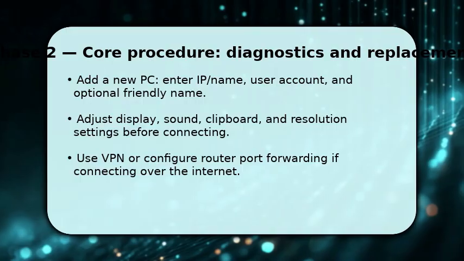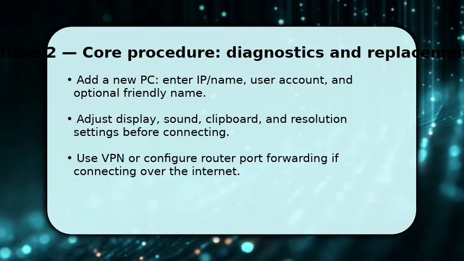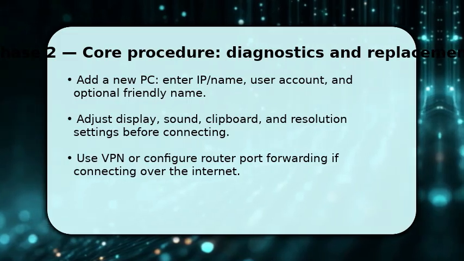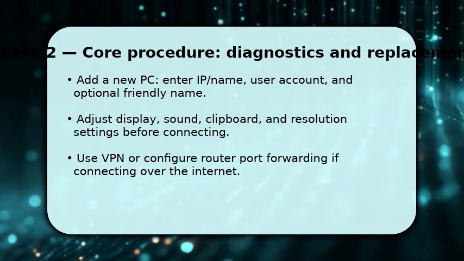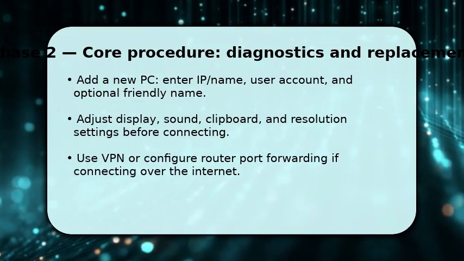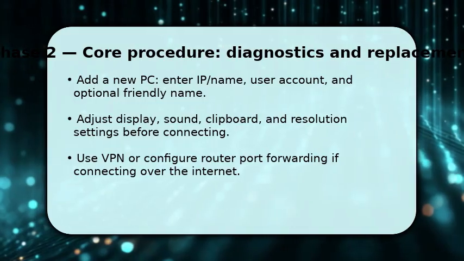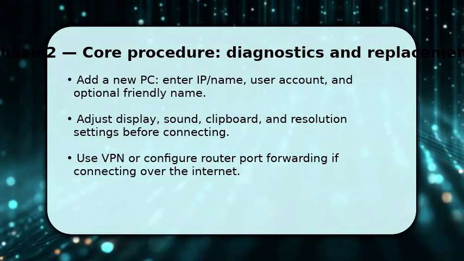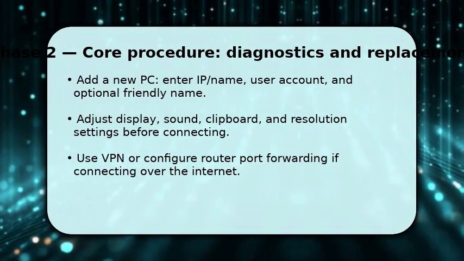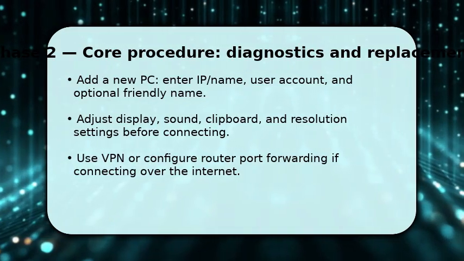In the app, add a new PC and input the IP or host name, then choose or create the user account you'll log in with. You can save credentials to speed future logins. Make sure to set display resolution and enable clipboard or sound redirection if you need them. If you're outside your local network, make sure you use a VPN or carefully set router port forwarding to 3389.